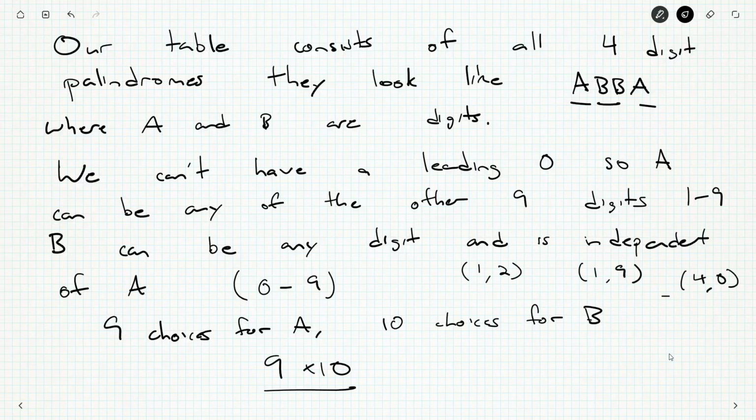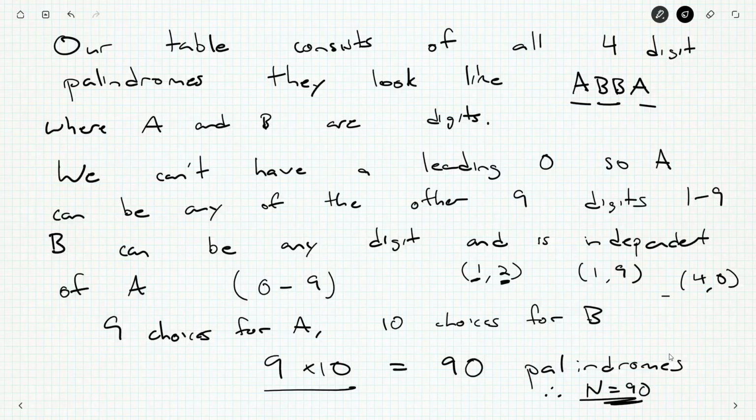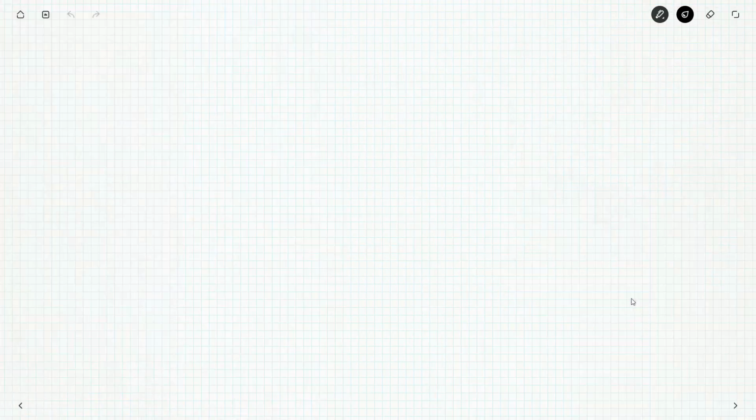We have 9 choices here, 10 choices here. You can list them all out if you want to, but it's going to be a giant waste. So 90 palindromes. And now I've shown that n is 90. Okay, so we have 90 palindromes in our list, and the list is organized in increasing order.